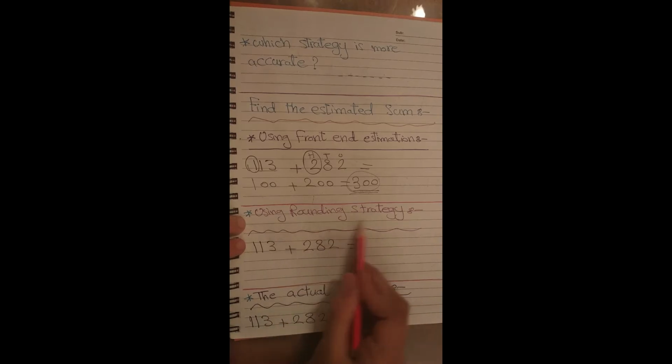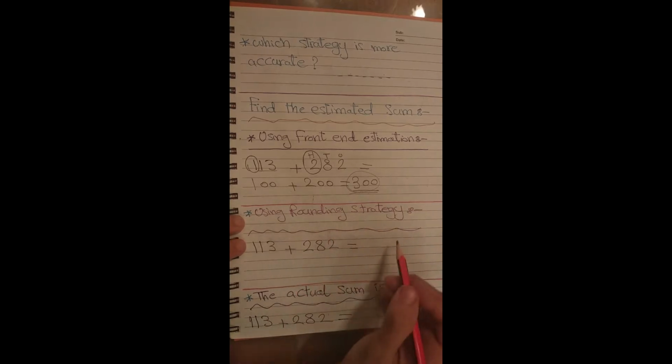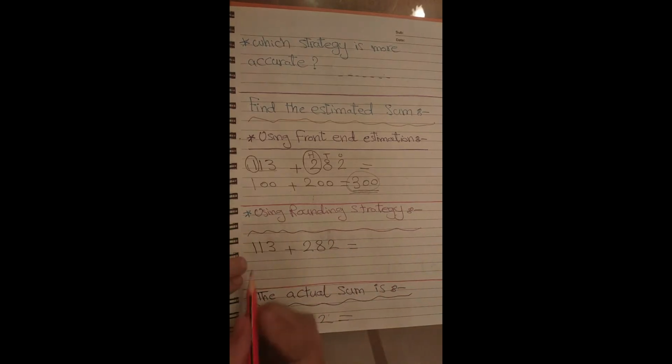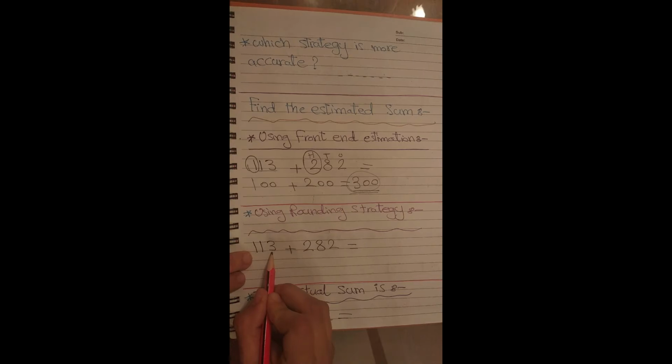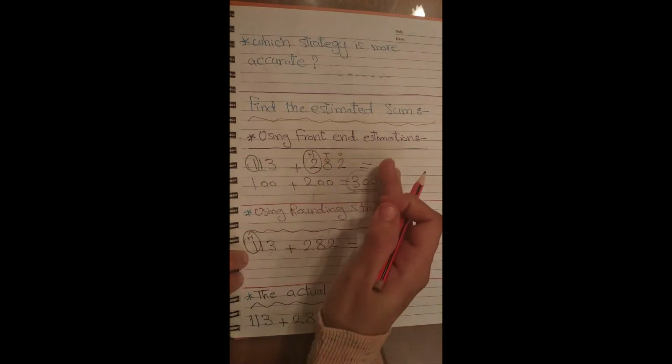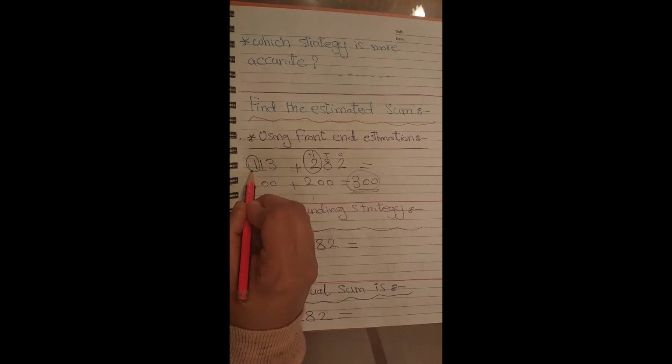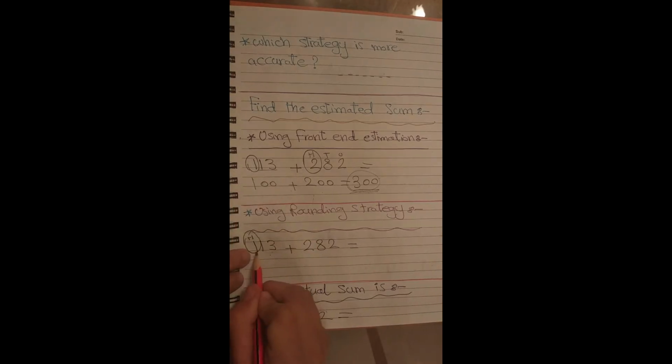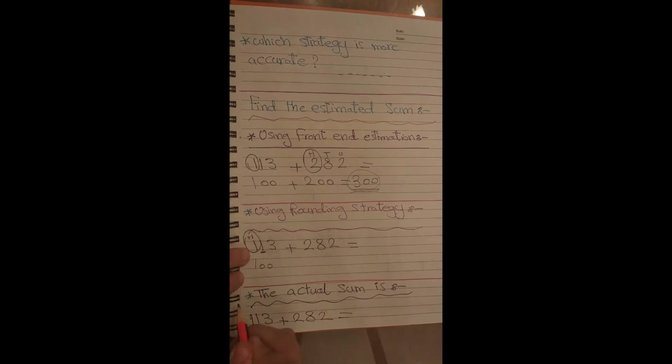Here, I will use the rounding strategy to get the estimated sum. Here I have 113. I will round it to the nearest 100. So our leading digit here is 100. In the front-end estimation, I ignored anything except the end digit. But here, the leading digit can't take the decision alone. It will ask its neighbor. 1 is a weak number, so it can't hold the 1, so it will be 100 as it is.